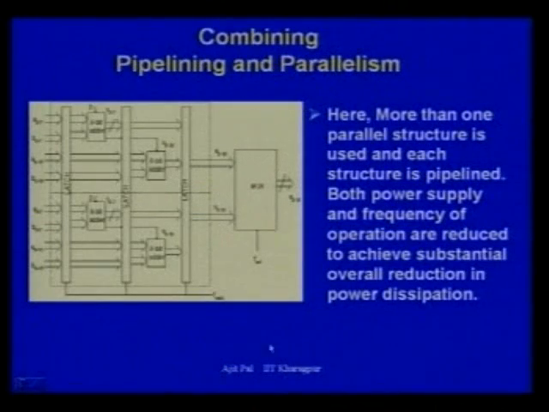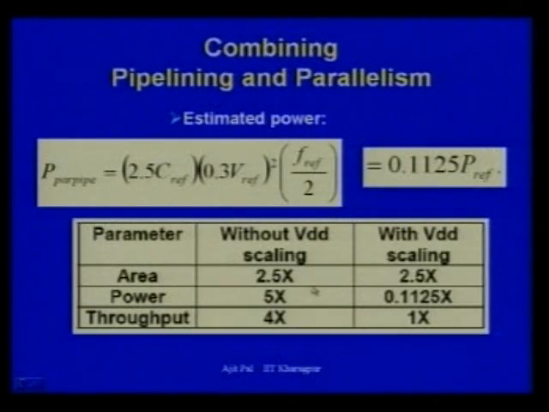And of course, you can combine pipelining with parallelism. You can see here this is a 16-bit and another 16-bit. So parallelism and pipelining have been combined together, and you can get more benefit by this. You can get only roughly 11% power dissipation with respect to the original reference circuit by combining pipelining and parallelism. Okay, so this is the architectural approach for supply voltage scaling.